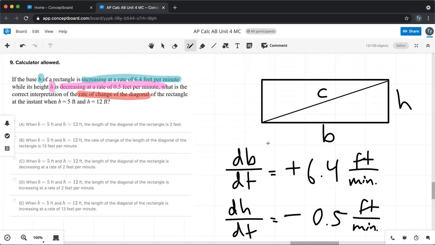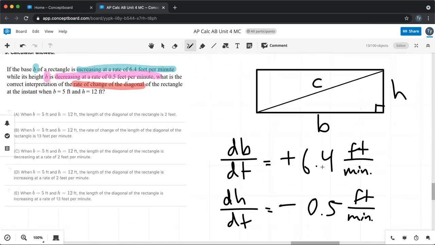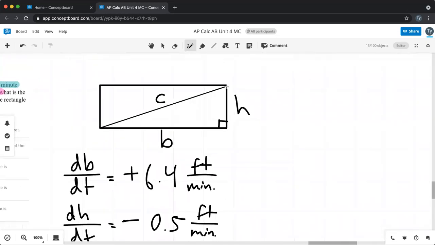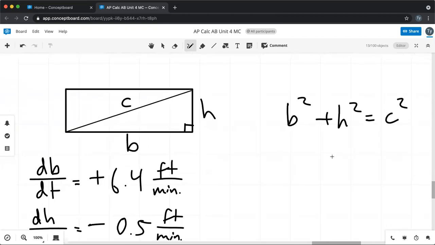Why C? Well, our next step for related rates is to relate these rates. So is there an equation that relates all three of these things? The answer is yes. This is a rectangle, so this angle is a right angle. That means these are related by the Pythagorean theorem. So using the Pythagorean theorem, we have our sides squared. In this case, one of our sides is b. So b squared plus our other side squared, h squared, equals our hypotenuse squared, c squared.